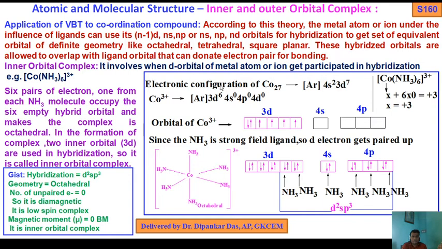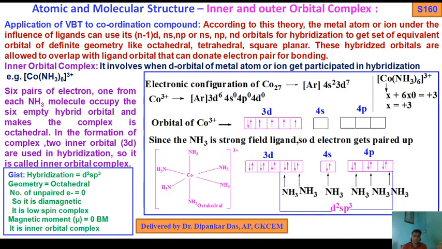First of all, the electronic configuration of cobalt. As you know, 27 is the atomic number, so it is argon 18, 4s2, 3d7. Now, in [Co(NH3)6]3+ the oxidation state is obviously 3+. How? x + 6 × 0 = +3, so cobalt is in the +3 oxidation state. Plus 3 means it loses 3 electrons, so the electronic configuration of Co3+ will be argon 3d6, 4s0, 4p0, 4d0. These 4s, 4p, 4d are the vacant orbitals.